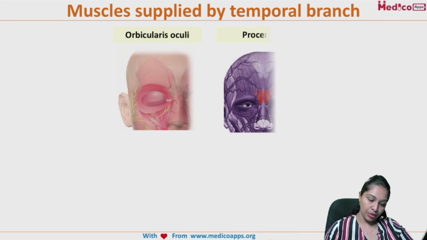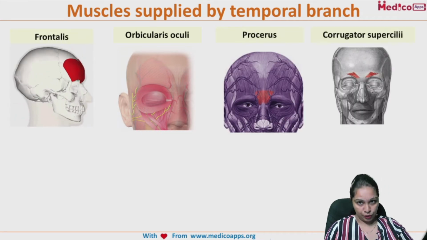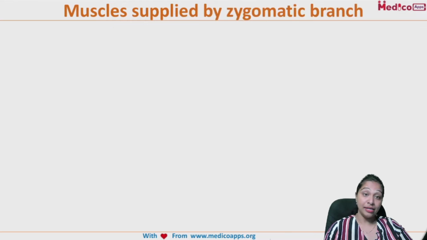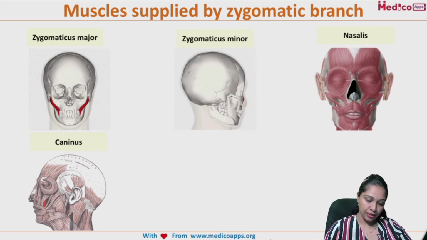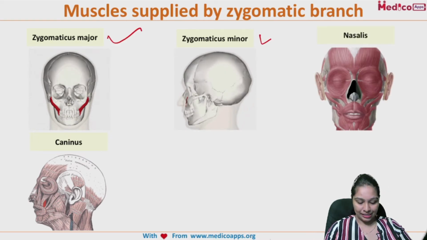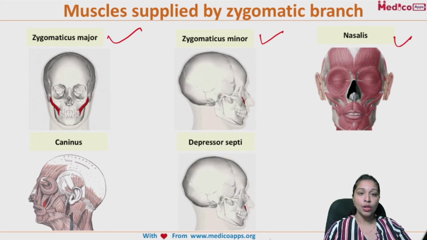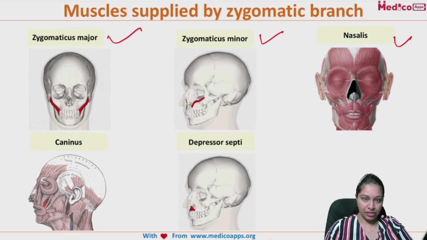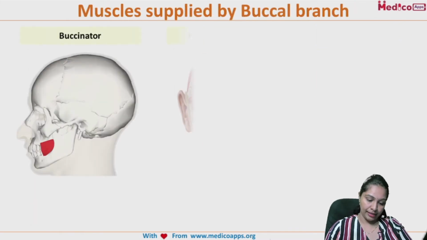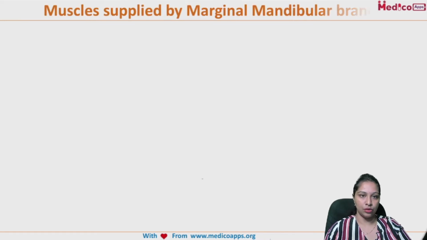Now, let us look at the muscles supplied by these terminal branches. The orbicularis oculi, procerus, and the frontalis, along with the corrugator supercilii. All these are supplied by the temporal branch. Now, when we look at the muscles supplied by the zygomatic branch, we have the zygomaticus major, the zygomaticus minor, the nasalis muscle, and the caninus, along with depressor septi. Okay, then the muscles supplied by the buccal branch include the buccinator and the orbicularis oris, especially the superior part of the orbicularis oris muscle.